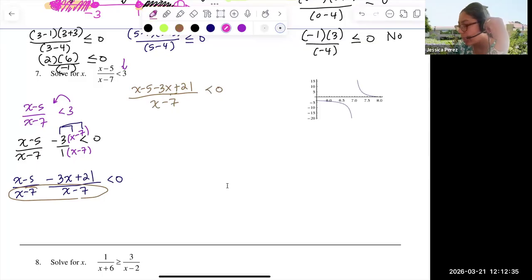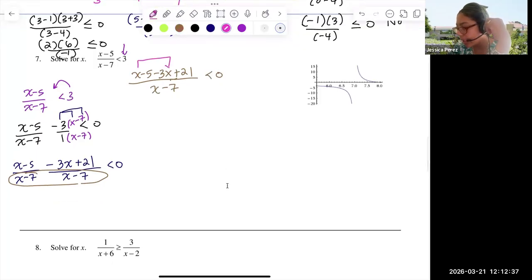Now I'm going to combine like terms, and I'm going to have a negative 2x. I'm also going to have a positive 16 over x minus 7 is less than 0. Now I'm going to factor out the 2 and solve for the numerator, or set the numerator equal to 0. That's going to be negative 2x plus 16, set that equal to 0.